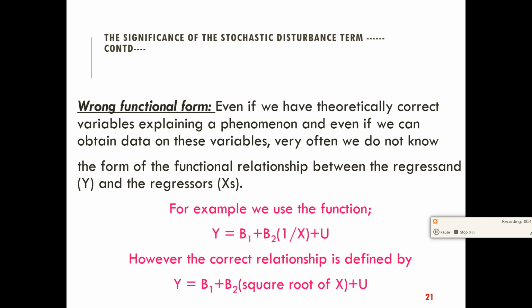So what has happened is that you have used the wrong functional form, that is, the actual functional form is this, but you have used the first one. So by using the wrong functional form, the random error will also contain the impact of having used a wrong functional form of the relationship between the dependent variable and the independent variable.